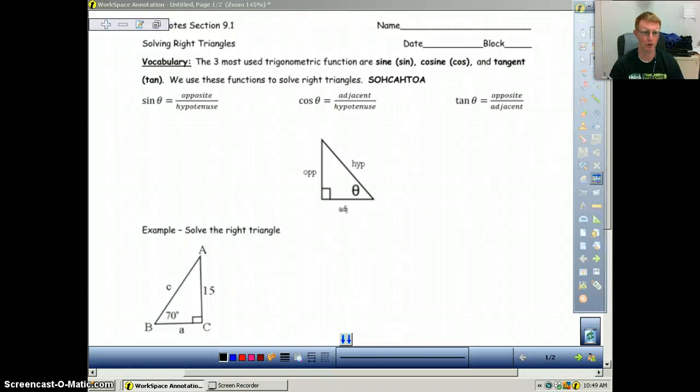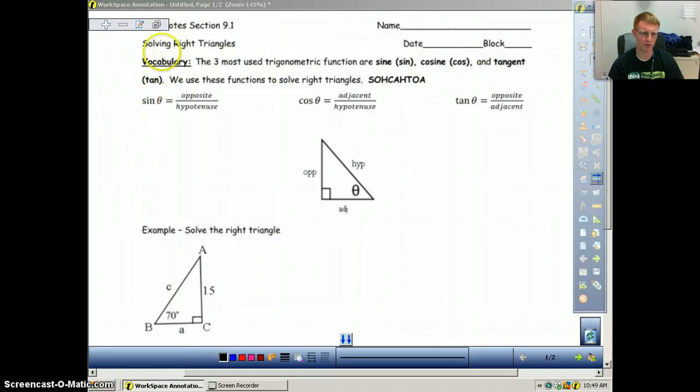This is section 9.1 in trigonometry. What we're going to be doing in this section is solving right triangles. The good thing is that this is something that you definitely learned in geometry. It's a review. But what we want to start off with is the main things that we deal with in trig: the sine, cosine, and tangent functions.